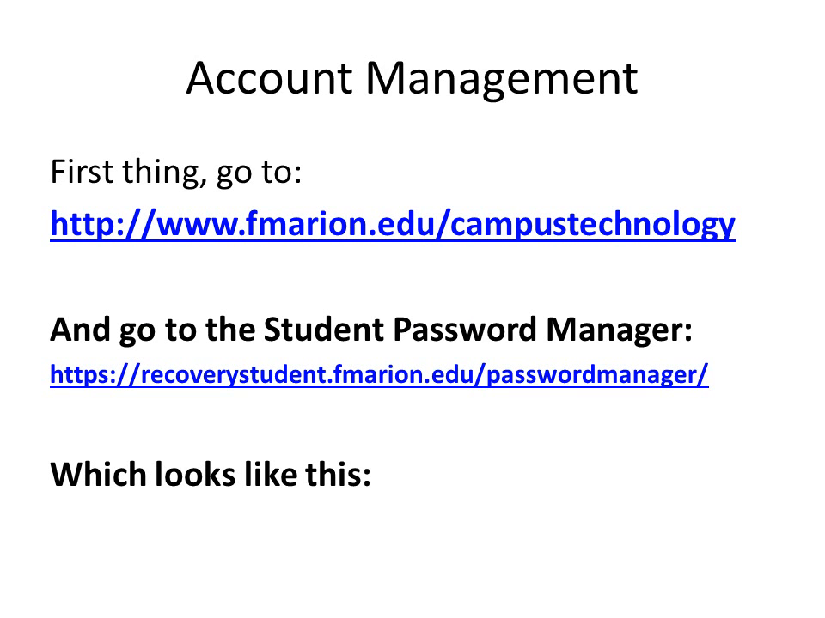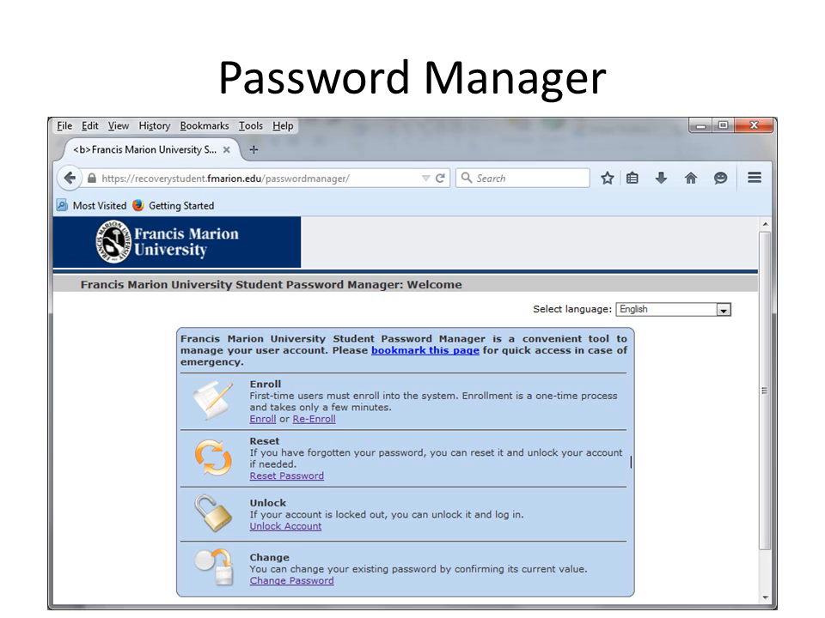So click on that link, recoverystudent.fmarion.edu/passwordmanager, and that page looks like this. There are 4 parts: enroll, reset, unlock, and change. And you have to go through the enroll part. It's a one-time process the very first time. Note on this page there is a link that says bookmark this page for quick access in case of emergency. We truly encourage you to bookmark this page the first time you visit it.